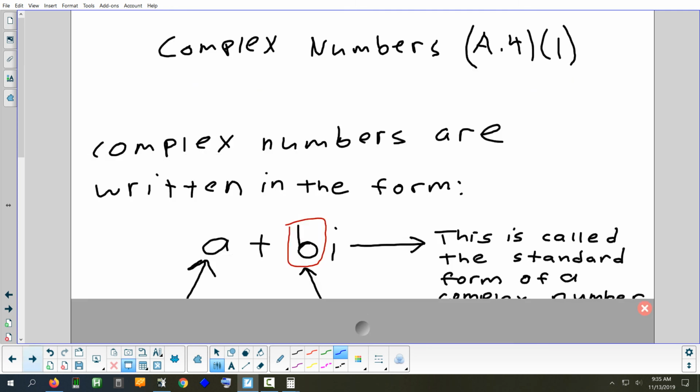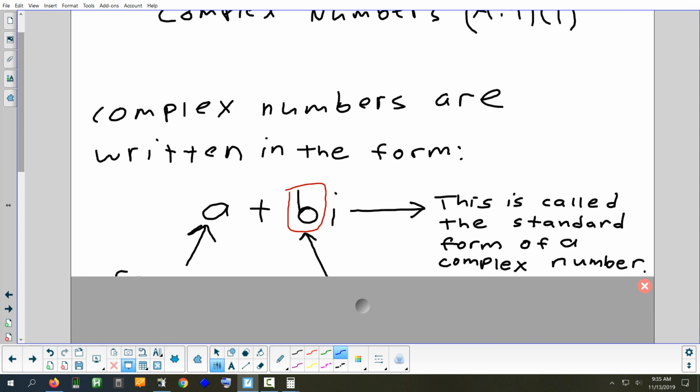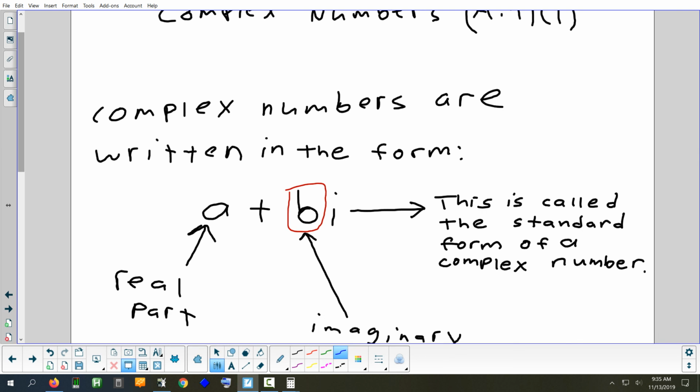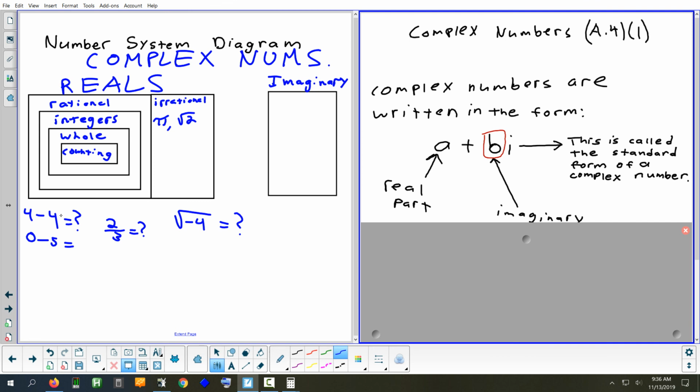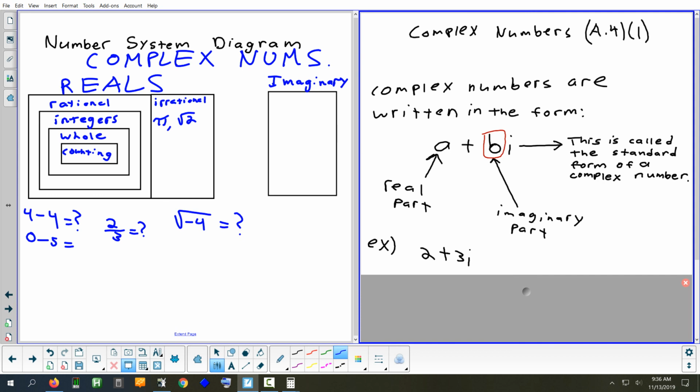So, complex numbers are always written in this form, a plus bi. Complex numbers are made up of two parts. They have a real part and an imaginary part, just like I showed you in this diagram. Reals and imaginaries together make up a complex number. There's an example of a complex number. 2 plus 3i. And if you write it in that order, 2 plus 3i, that is called standard form. Is it wrong to write 3i plus 2? No, it's just not standard form.